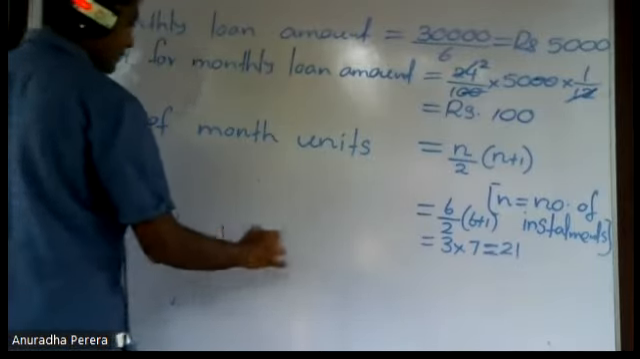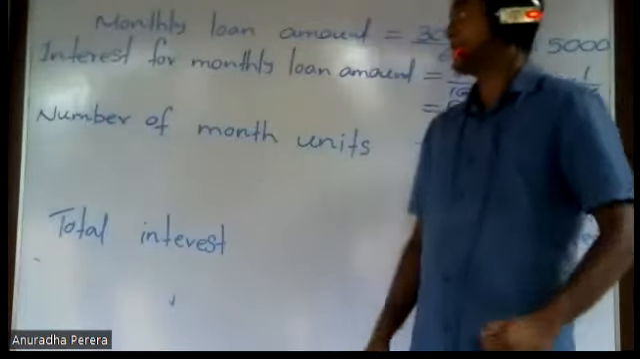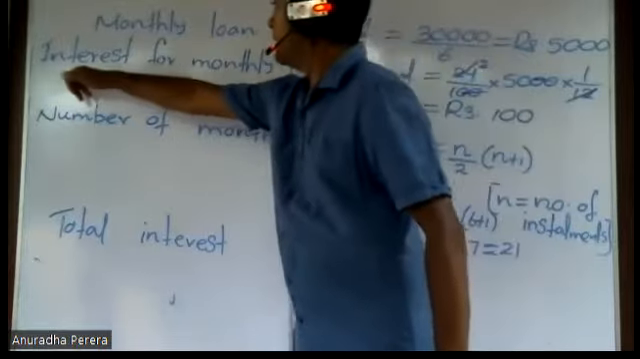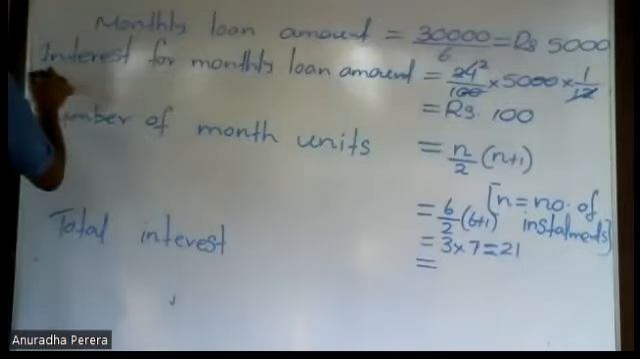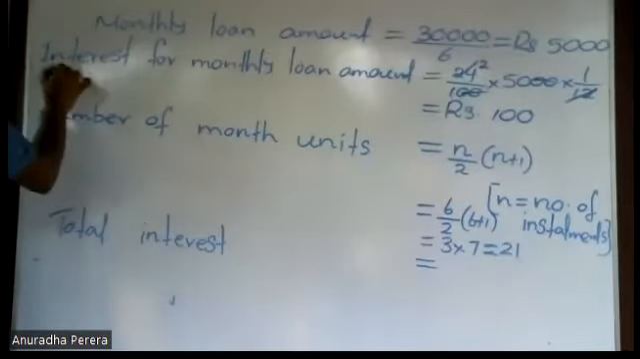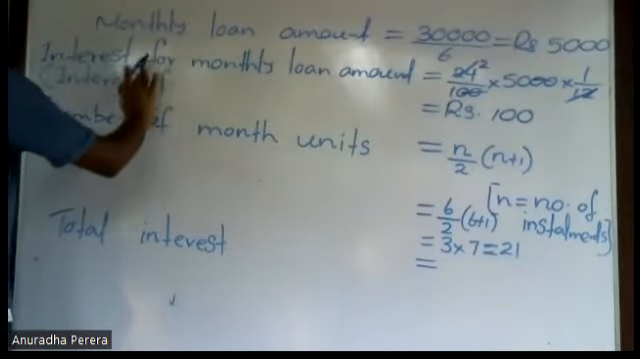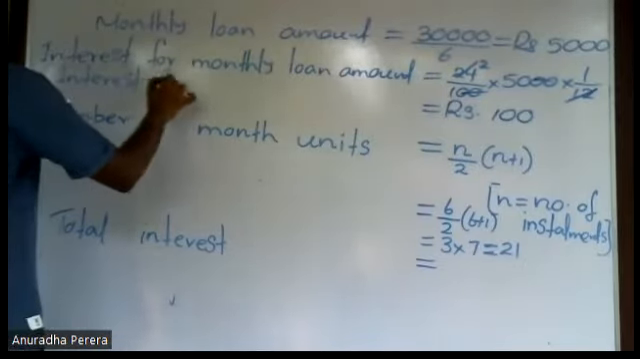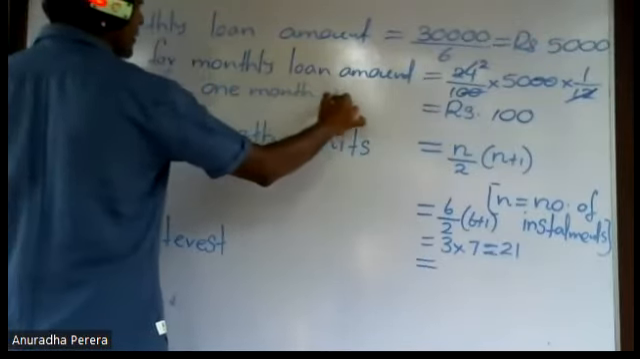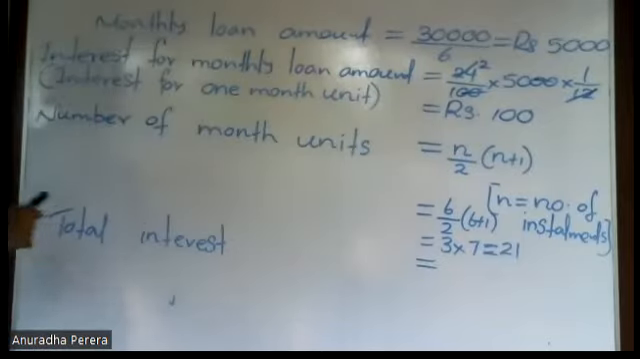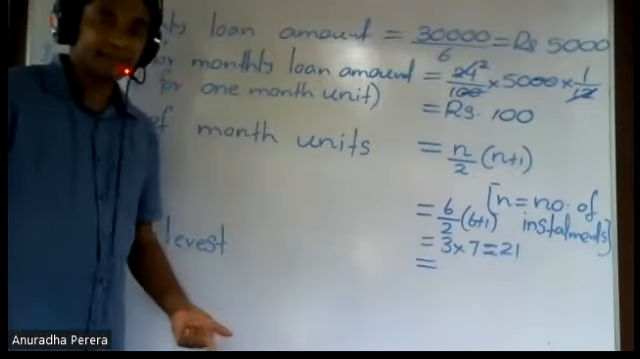How to find the total interest? To find it, we have to identify a very important relationship. Previously, we obtained interest for monthly loan amount. In other words, we can represent it as interest for 1 month unit. Interest for monthly loan amount is equal to interest for 1 month unit.